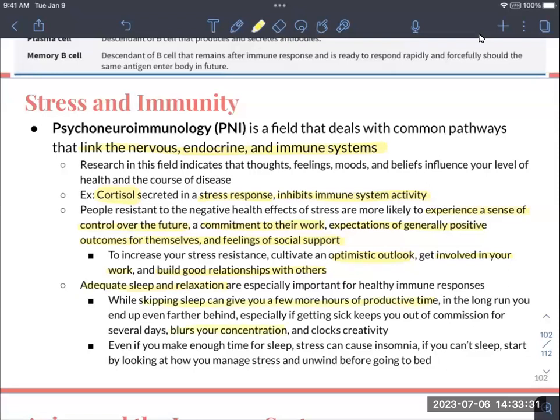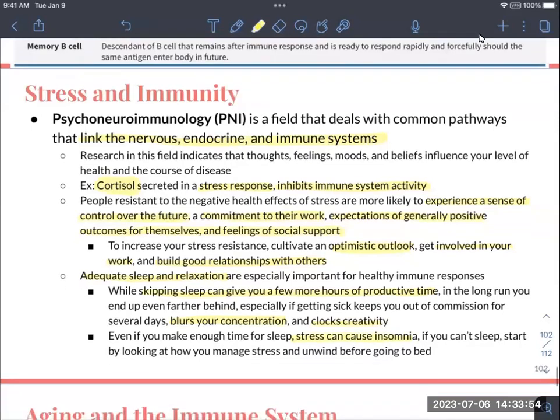Lack of sleep, you lose your concentration. It starts to cloak creativity. You're not as creative in your thoughts. But the problem is sometimes even if you make enough time for sleep, stress can cause insomnia where you have a hard time sleeping in general. If you can't sleep, the number one thing to do is start looking into how do you manage your stress? What kinds of things do you do before you go to bed? These are different ways to try to help your immune system.